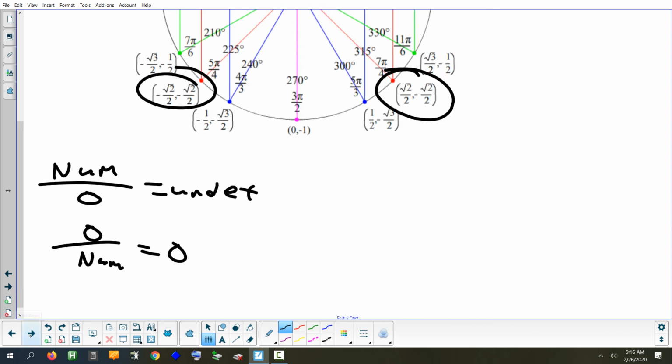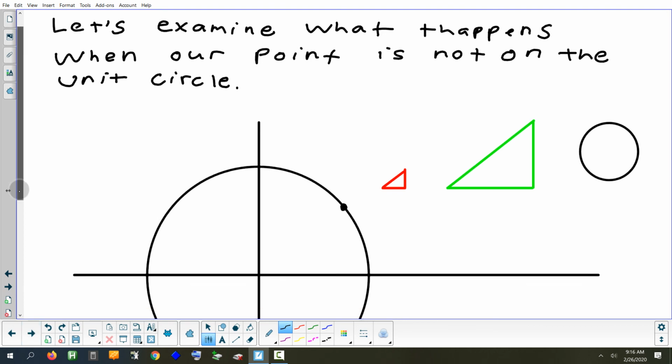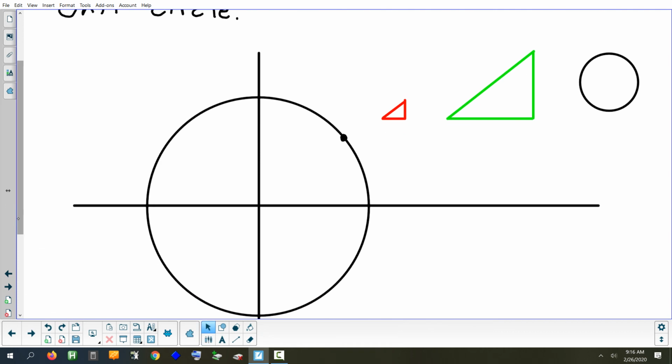All right, let's take a look at the second thing. So, all week I pretty much told you that we've been using a unit circle. You don't have to use a unit circle. Use any circle you want. Doesn't make a difference. So, let's say this is our unit circle.